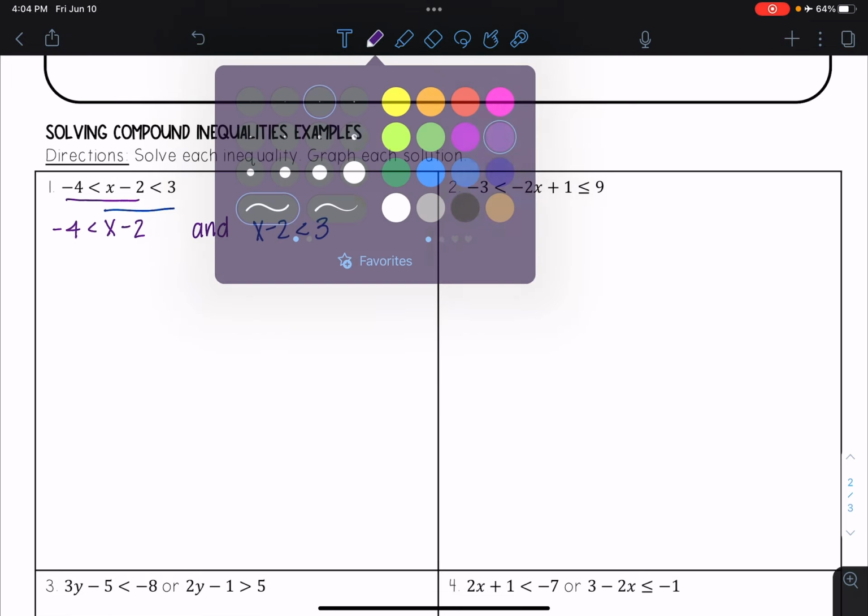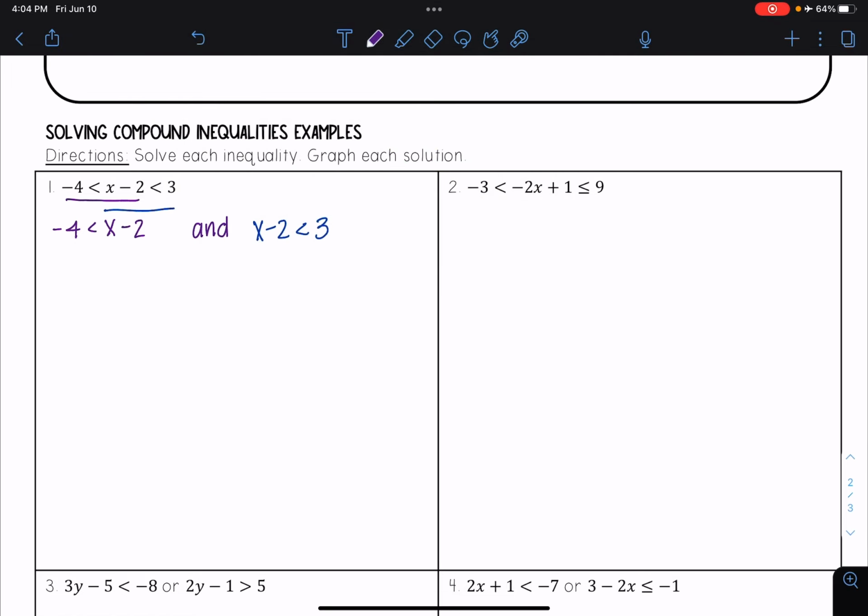So let's go ahead and solve that first one first. So I want to get x by itself, so I'm going to add 2 to both sides. And I get negative 2 is less than x. Solving this one, I'm going to add 2 to both sides. And I get x is less than 5. So I have negative 2 is less than x, and x is less than 5, and so I can combine that into one inequality to be negative 2 is less than x, which is less than 5.